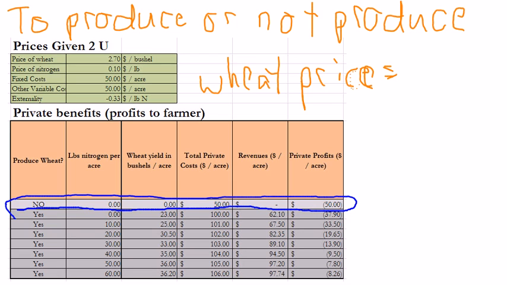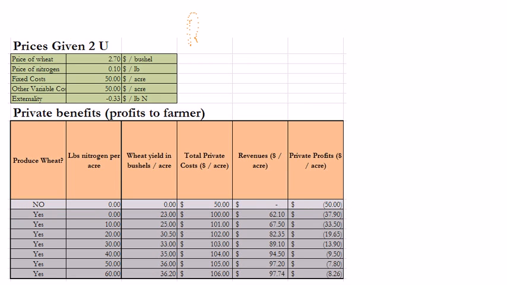Now let's suppose in other videos the wheat price was $4. But now, let's suppose that the wheat price is only $2.70. How much nitrogen do we apply then? Do we even produce any wheat? So wheat price is $2.70.